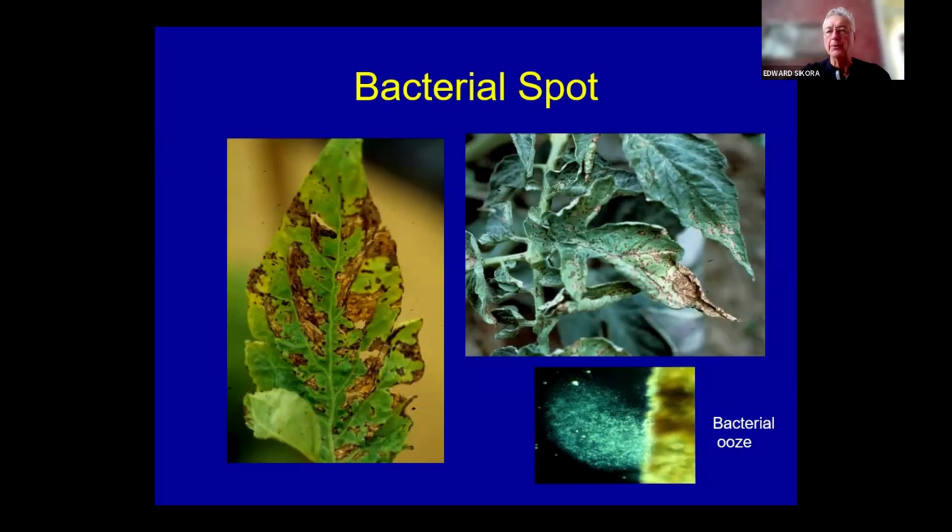You can also see it in the upper right. And then you can take that leaf on the left and cut through it and stick it on a microscope slide, compound scope, and you could also see bacterial ooze coming out. That's the way we confirm this in the lab at Auburn.